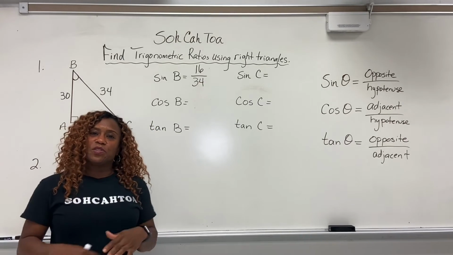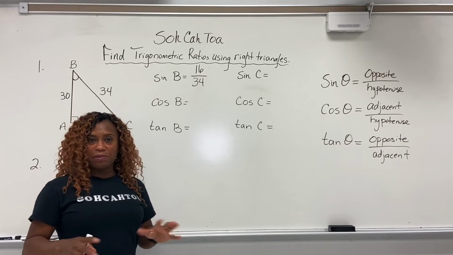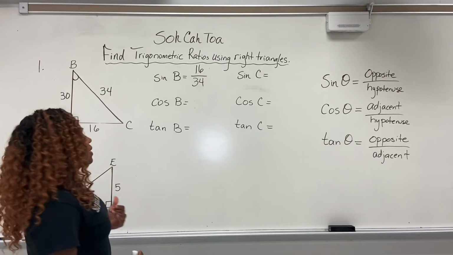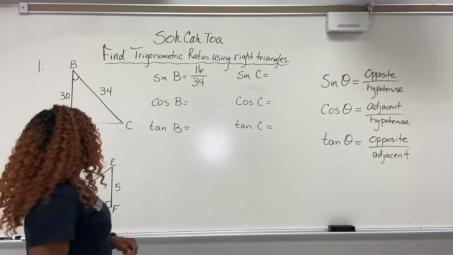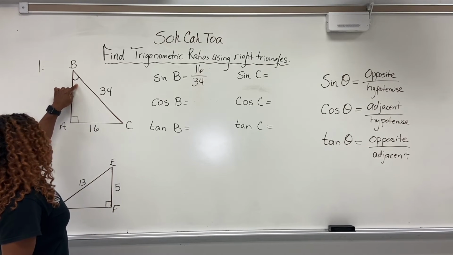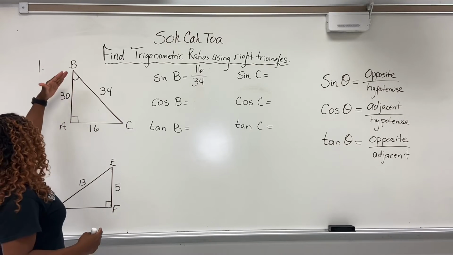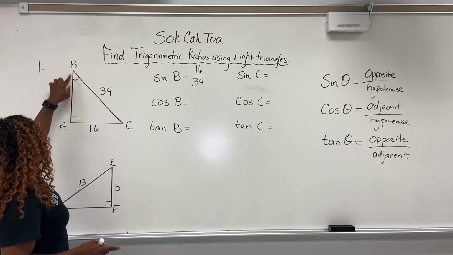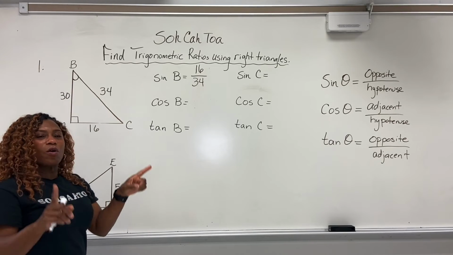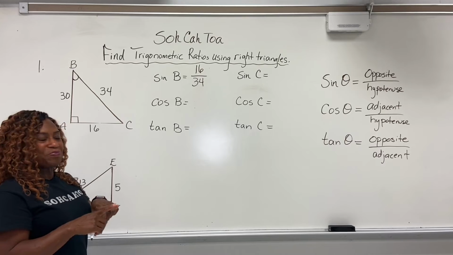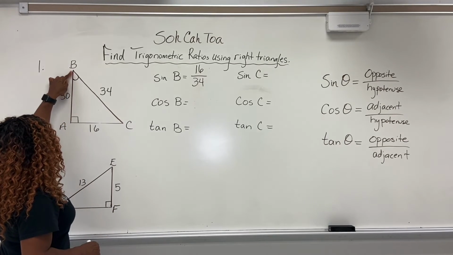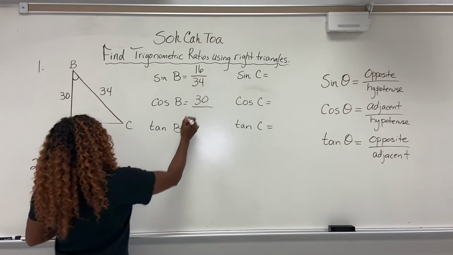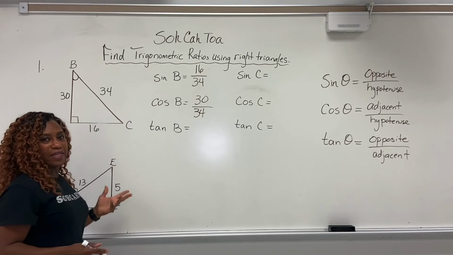Now, sometimes you'll be asked to write this as a decimal, round it to some place, maybe the 10th or the 100th place. Let's get the cosine for angle B, and that is adjacent over hypotenuse. So again, you're looking from angle B's perspective. Adjacent means beside. And right now we've got this side is beside angle B, and so is the hypotenuse. But the hypotenuse is a special case, all by itself. So the adjacent side from angle B is 30 over the hypotenuse of 34. There's the ratio for the cosine of angle B.